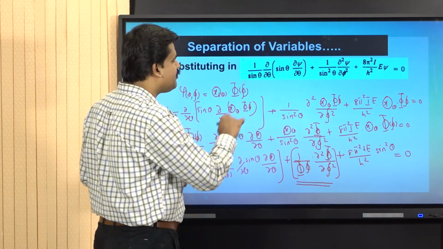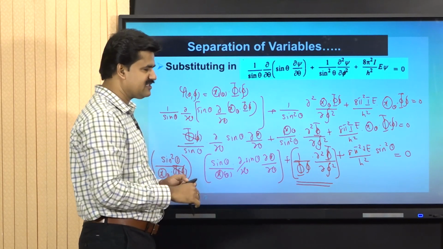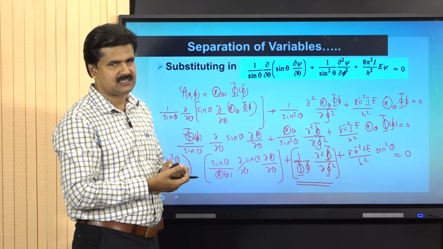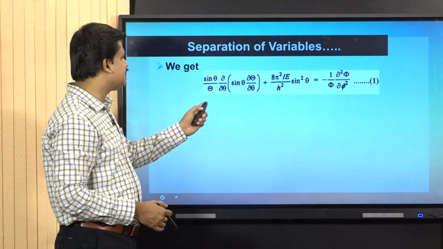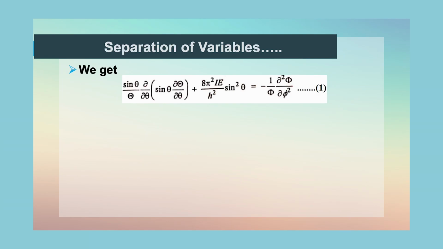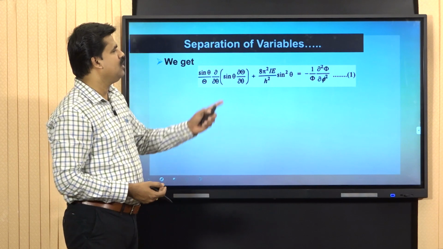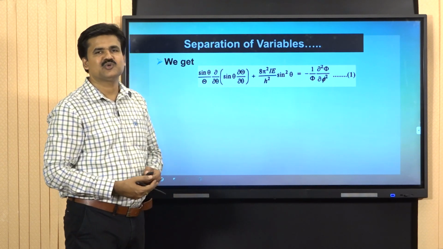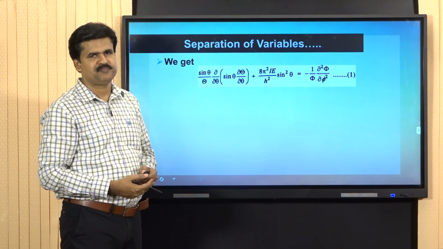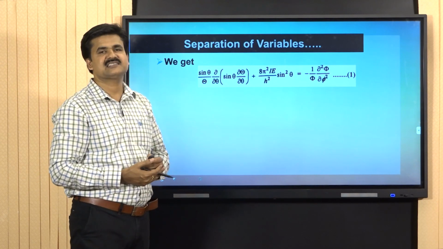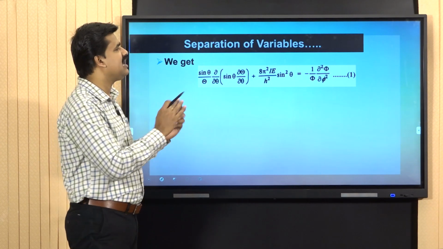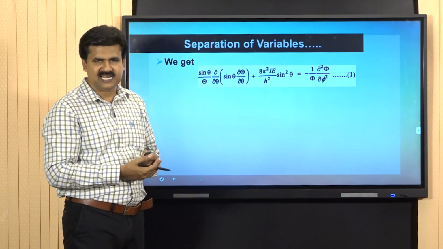That is, the right hand side will be minus 1 by phi d square phi by d phi square, and the left hand side will be clubbed together. Thus, on rearranging this, I will get this relation: sin theta by theta dou by dou theta into sin theta into dou theta by dou theta plus 8 pi square I by h square sin square theta equal to 1 by phi of phi into dou square phi divided by dou phi square. Thus, the left hand side comprises only theta terms and the right hand side comprises only phi terms. So, we have two parts, RHS and LHS.